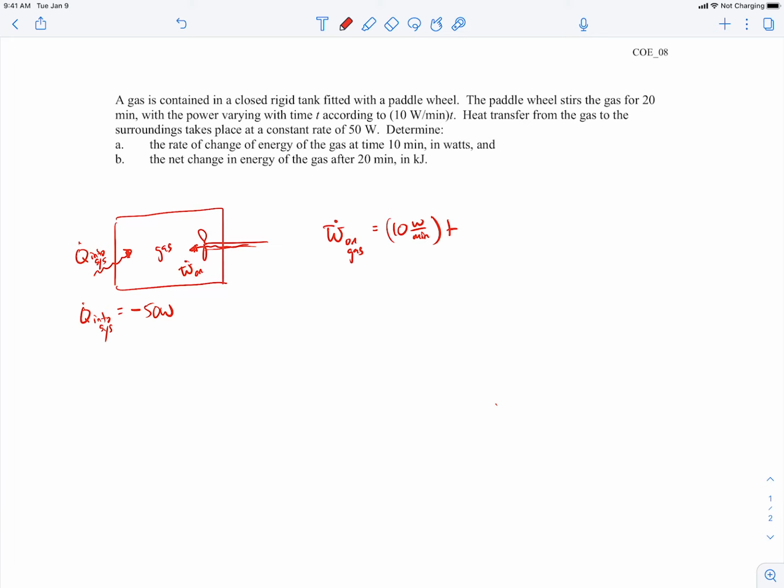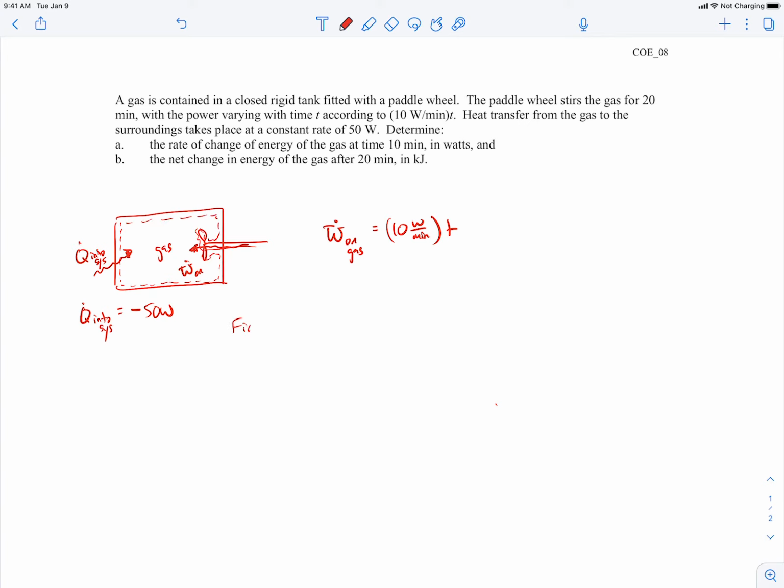In that form. And then what we're asked to find is determine the rate of change of energy of the gas at time t equals 10 minutes, and what's the net change in energy of the gas after 20 minutes. So the way we're going to do this is we're going to apply the first law to a control volume that surrounds the gas.